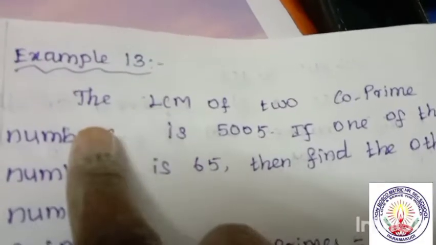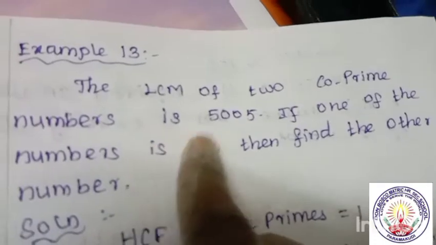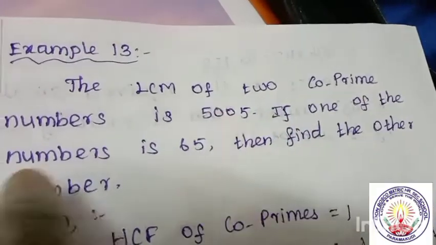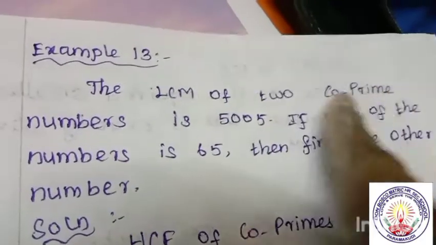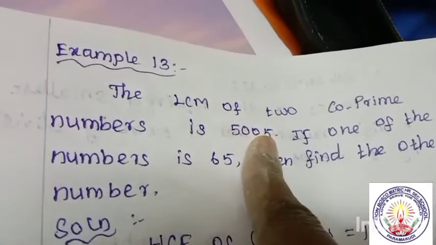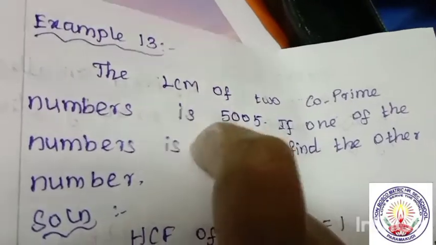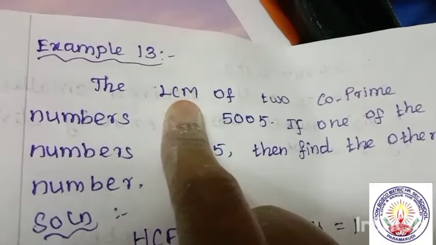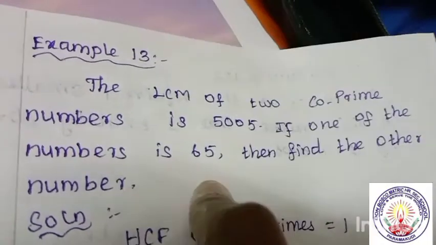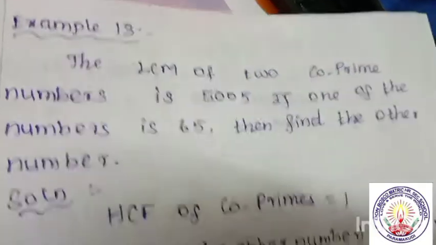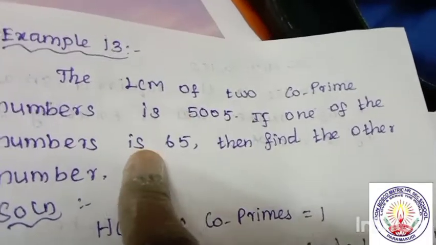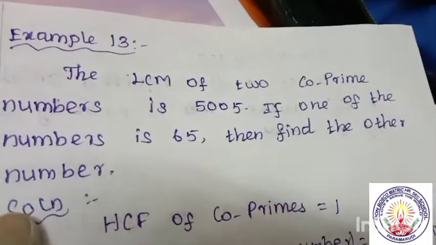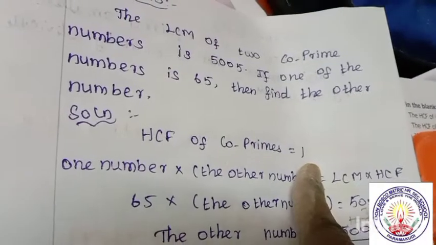In example 13, the LCM of two co-prime numbers is 5005. If one of the numbers is 65, then find the other number. LCM is given, but HCF we already know. What is the HCF of co-prime numbers? That is 1. So HCF of co-primes is 1. One number is given, that is 65, then find the other number using the previous sum model.